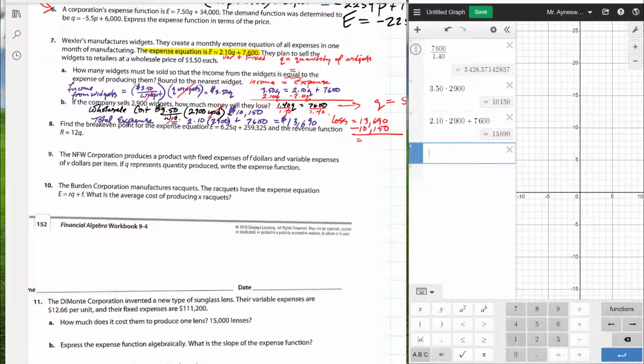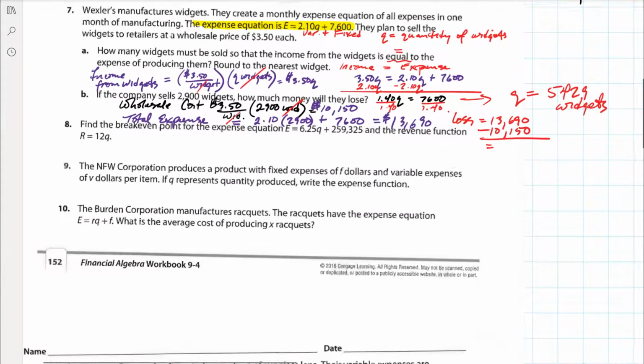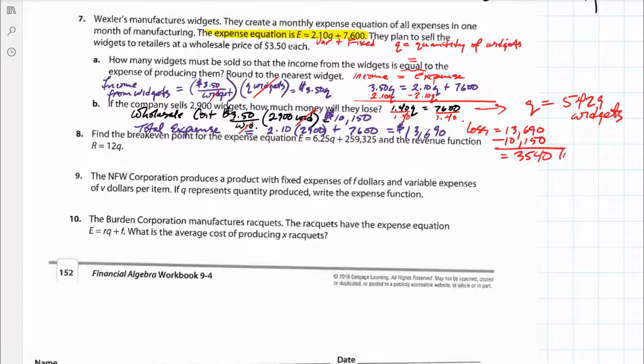So 13,690 minus the money brought in, $10,150, is a total amount of $3,540. So they lost $3,540 because they didn't bring enough money in. Let's write that out: $3,540 loss. Well, that's not good, so let's give it an unhappy face. If you don't bring in enough revenue to cover the expenses, you've got a problem. That's actually a negative number. So technically, I should have thought revenue, $10,150 minus $13,690, which would give you a negative number here. So I should switch these two.